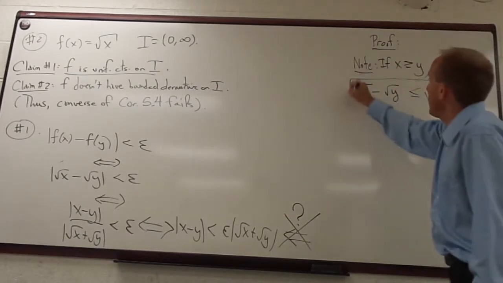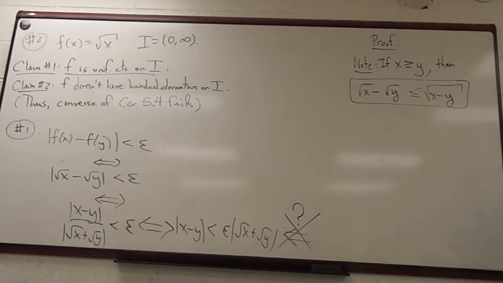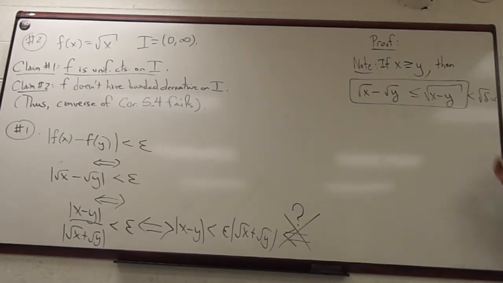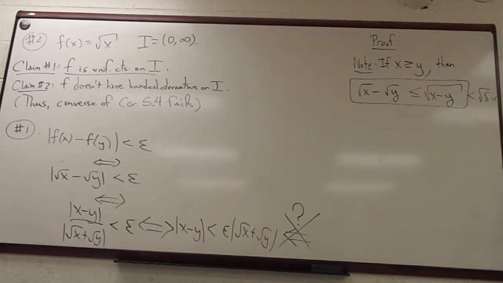And if this turns out to be true, then I'm going to be in great shape because I can force this to be less than the square root of delta, right? Because x minus y will be less than delta. So I can just choose delta so that the square root of delta is the same as epsilon. So if you believe the expression in the box, then I'm going to be in good shape. Is everybody with me on this?